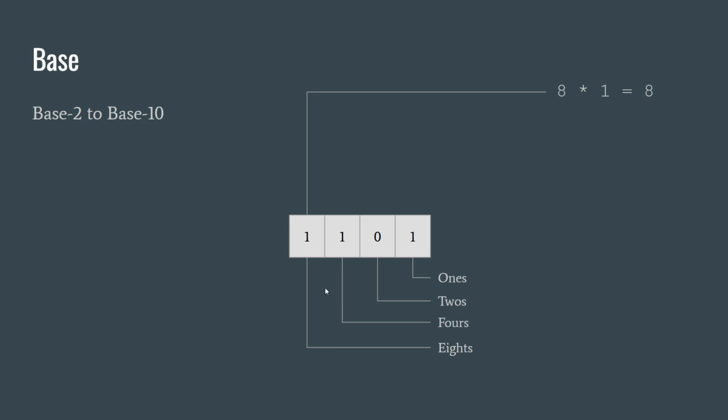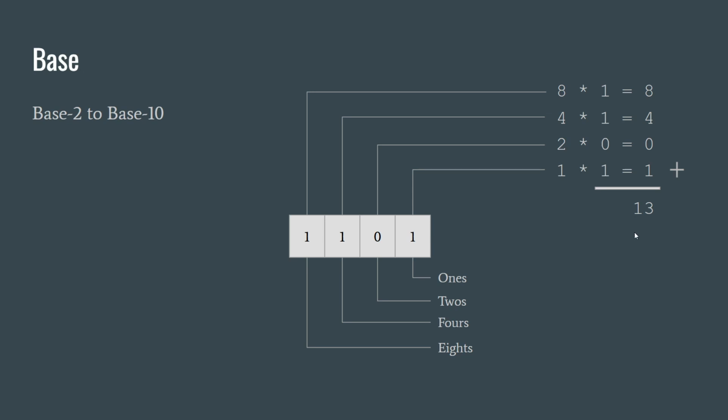So here, this is the 8's place, and there's a 1 here. So we have 8 times 1 equals 8. Next place, we have the 4's place, and a 1 there. So 4 times 1 equals 4. The 2's place has a 0, so 2 times 0 equals 0. Then finally, the 1's place. 1 times 1 equals 1. Just like we did in base 10, you add all these together, and they'll give you the number 13. So 1101 in binary, converted to base 10, is 13.